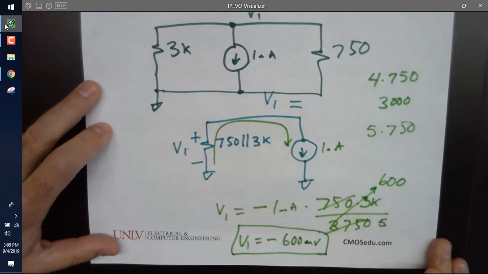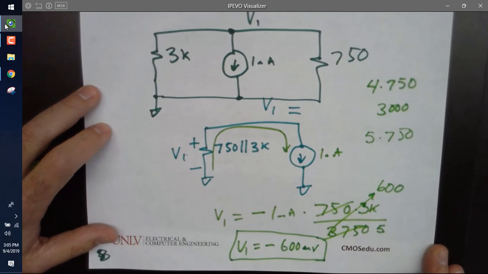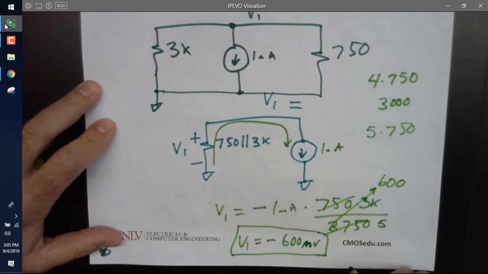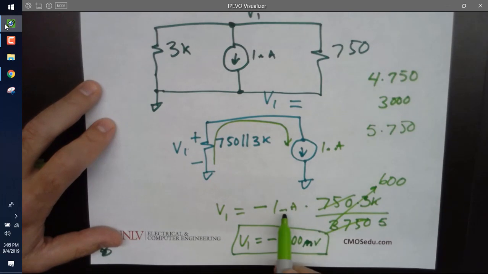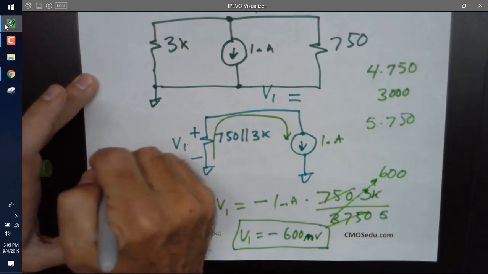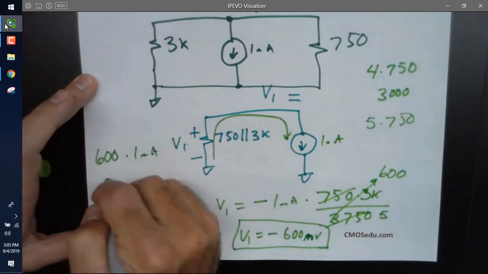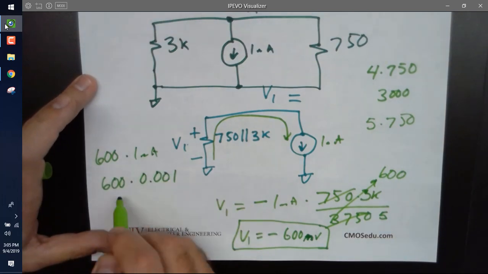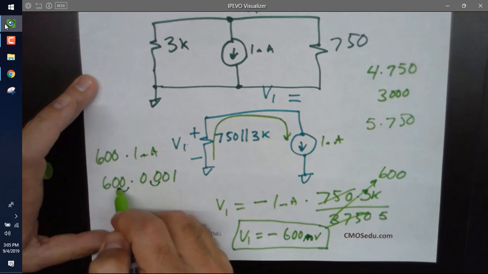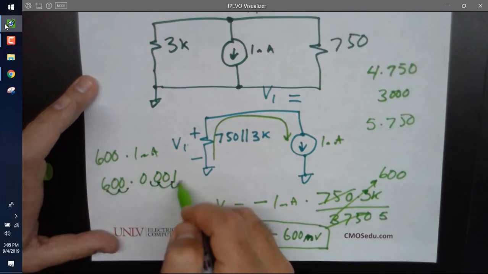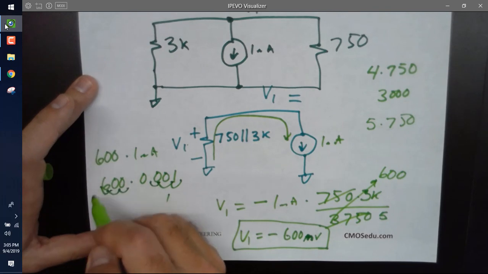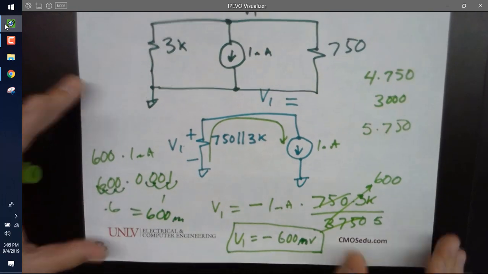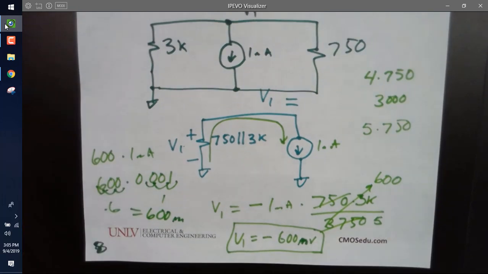Anybody agree with that? Milli. Oh, wait. 600 millivolts. 600 times 1 milli. 600 times 1 milli is 600 times 0.001. So I move the decimal point one way, this way, one way this way, one way this way. Now this is just 1, and this is 0.6. 0.6 is 600 milli. Where's my calculator?